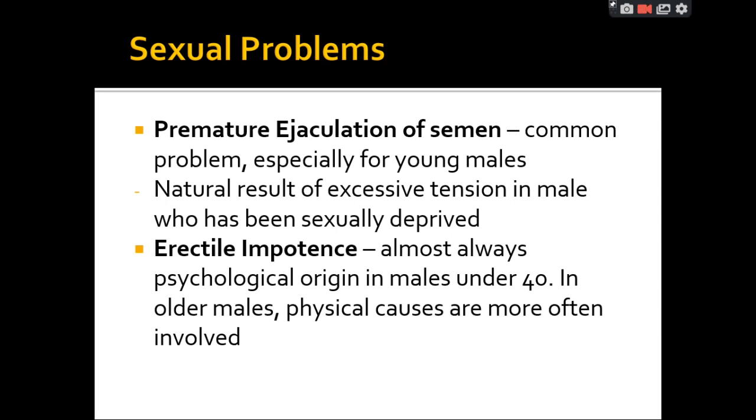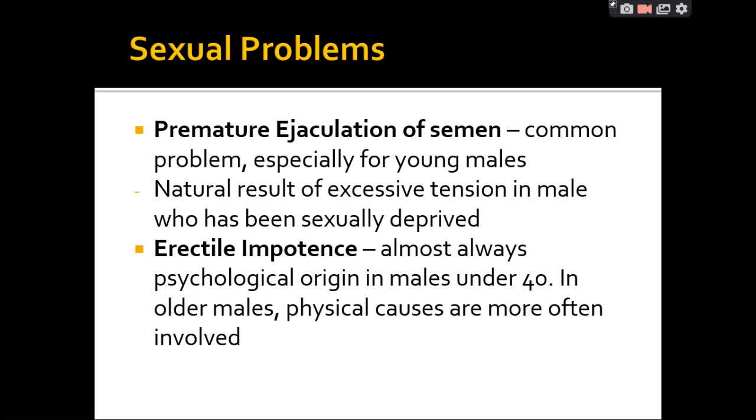Okay, so let us proceed now with different sexual problems. Okay, so we have premature ejaculation of semen. So this is more common among young males, and this is usually because of too much excitation and pressure or tension, sexual tension. It could be because of sexual deprivation, too much excitement. So excessive tension in a male who has been sexually deprived might cause premature ejaculation of semen.